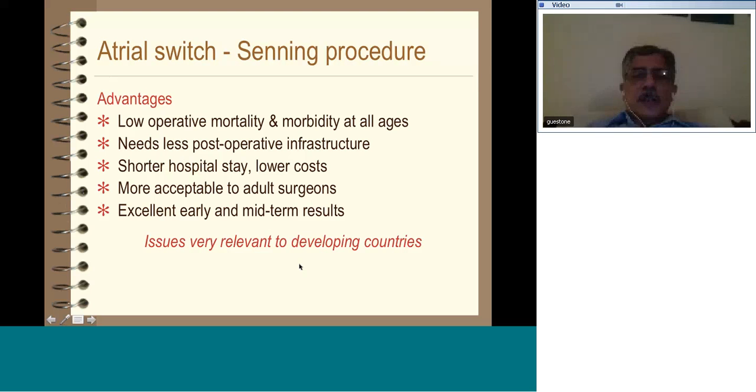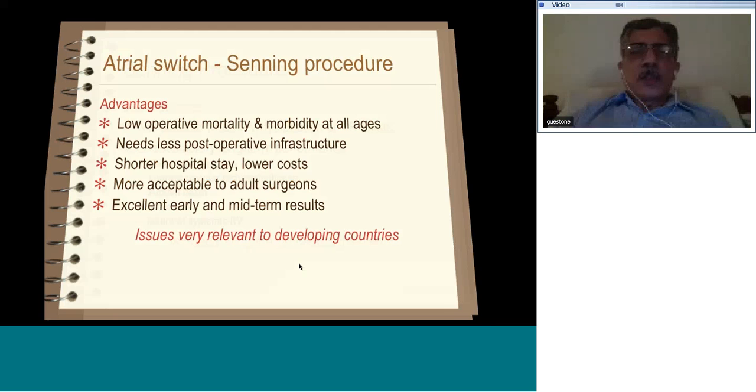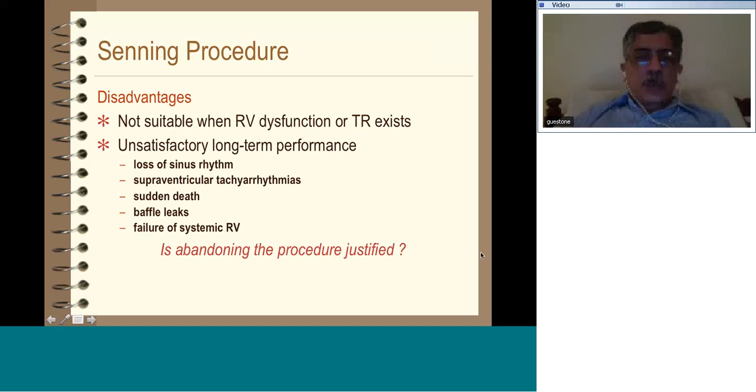The disadvantages of the Senning procedure are that it's not suitable when there is right ventricular dysfunction or significant tricuspid regurgitation, because the right ventricle is going to be the systemic ventricle, and when the right ventricle is already dysfunctional, these patients are going to have a poor long-term outcome.